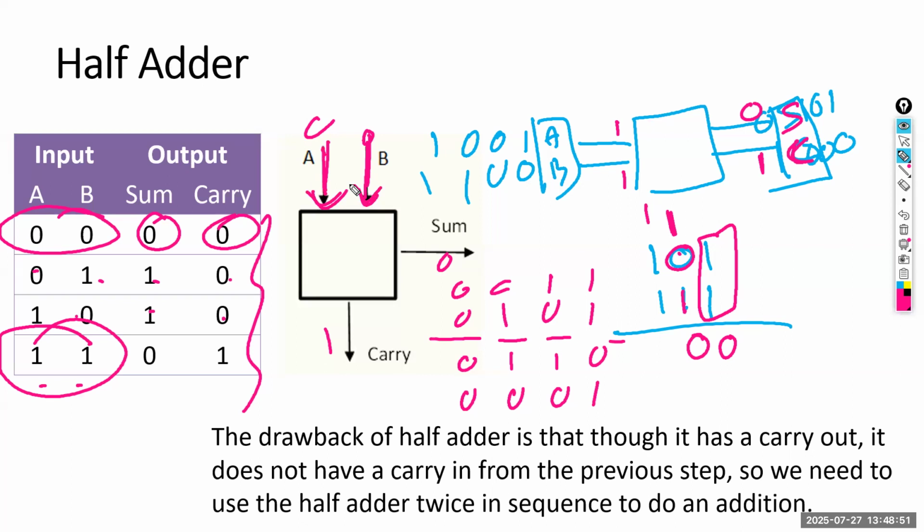Half of the work. Because when you get into this kind of a situation, where you have the two values and carry from the previous step, there's no third input. There's no third input. So that is why we say this is a half adder.